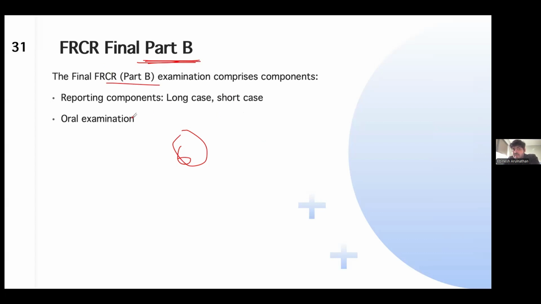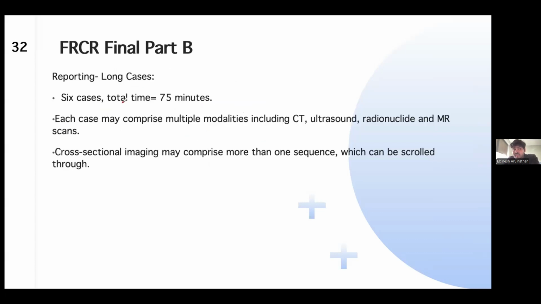For 2B, you have a reporting component and an oral component. The reporting component has long cases and short cases, and the oral component is the Viva. Coming to the reporting component, long cases: you have 6 cases to be reported within 75 minutes. So you basically have just 12 minutes per case, right? You'll have 12 minutes to go through the case and report it.